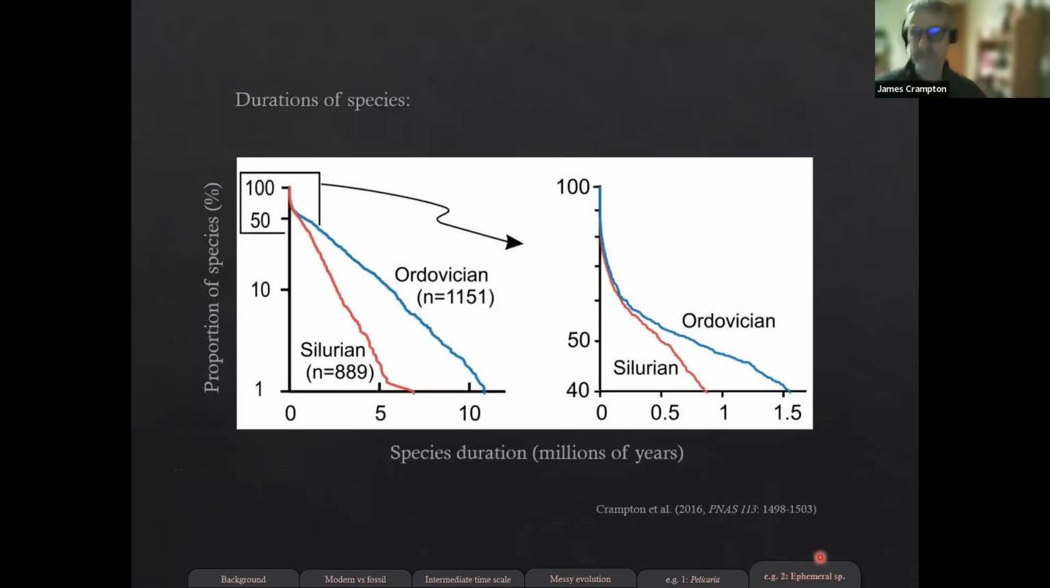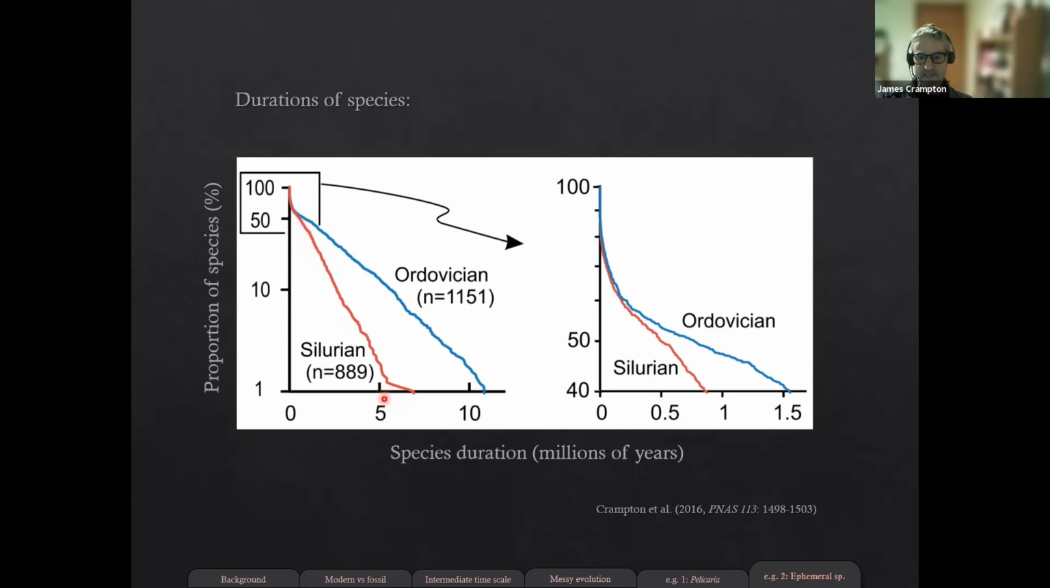Now, this is a bit of a nasty graph. I'll walk you through this. It's quite instructive though. So what this shows, this one is just an enlargement of this part. So let's just focus on the left at the moment. This just shows how many million years species live for. So 0, 5, 10 million years. And it shows the proportions of the fossils that live for each period.